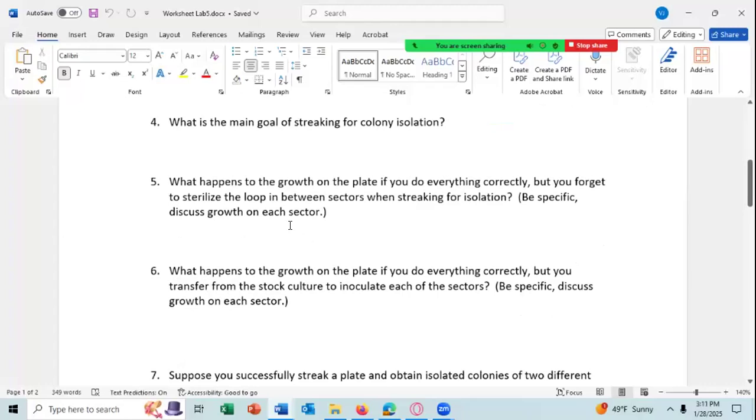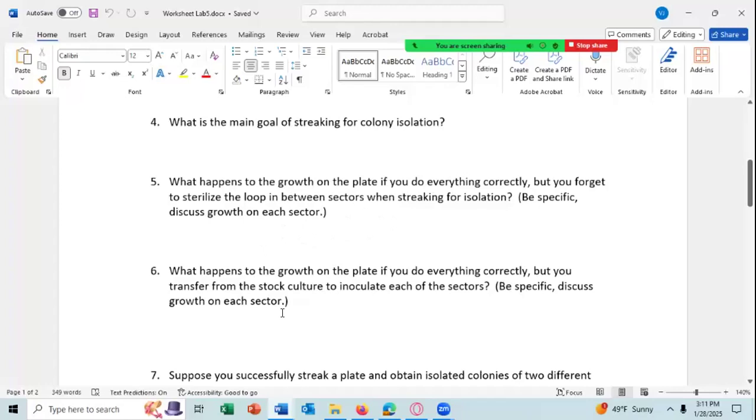And note that it says you forgot to sterilize the loop in between the sectors. That means you forgot to sterilize the loop in between sectors, but you did sterilize the loop before sector 1, because that's not between sectors. Any question about that? And it does say everything was done correctly. So you did sterilize it before sector 1. And another thing is obviously you did it after the very end too. That's not terribly important. But just tell me what the growth on the plate will look like in each sector. And you have to be specific.